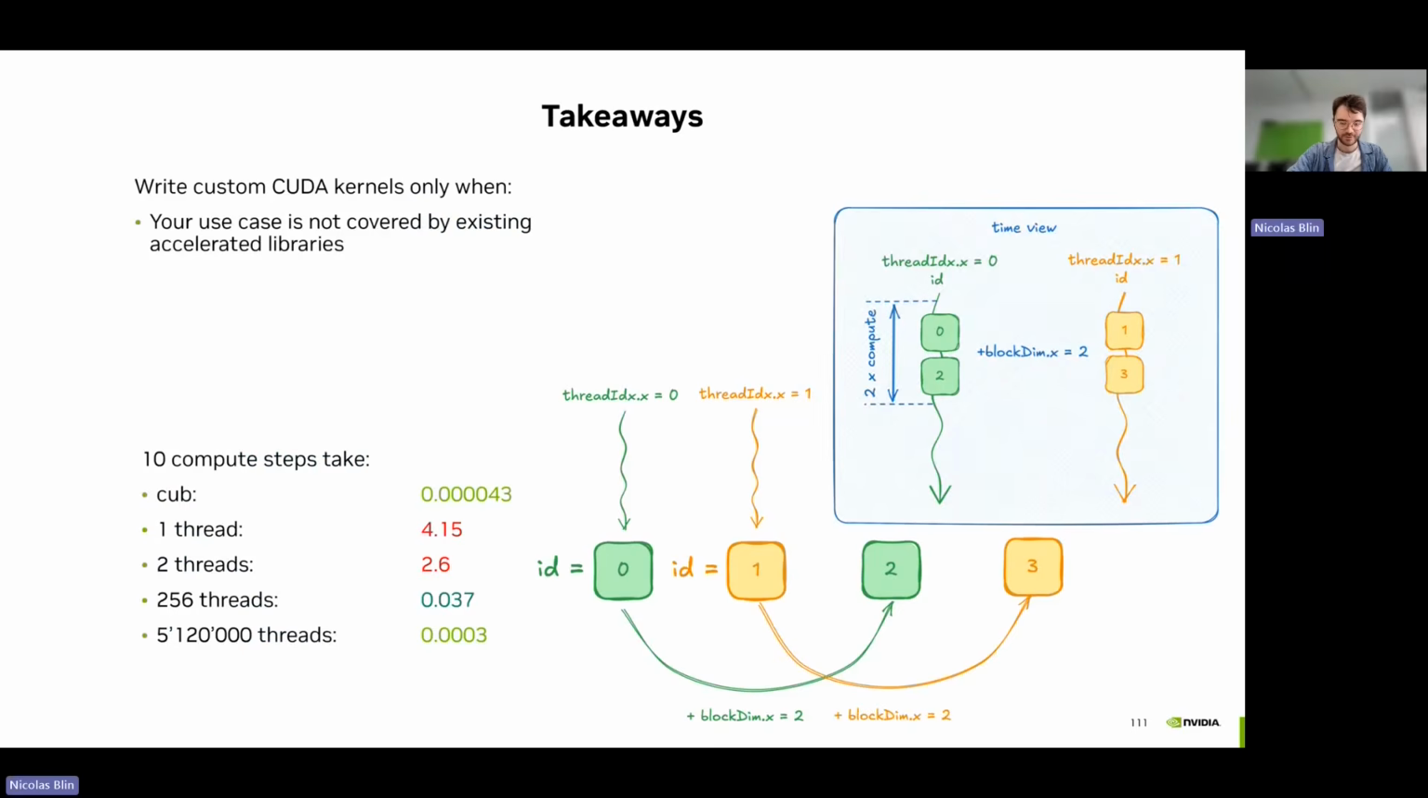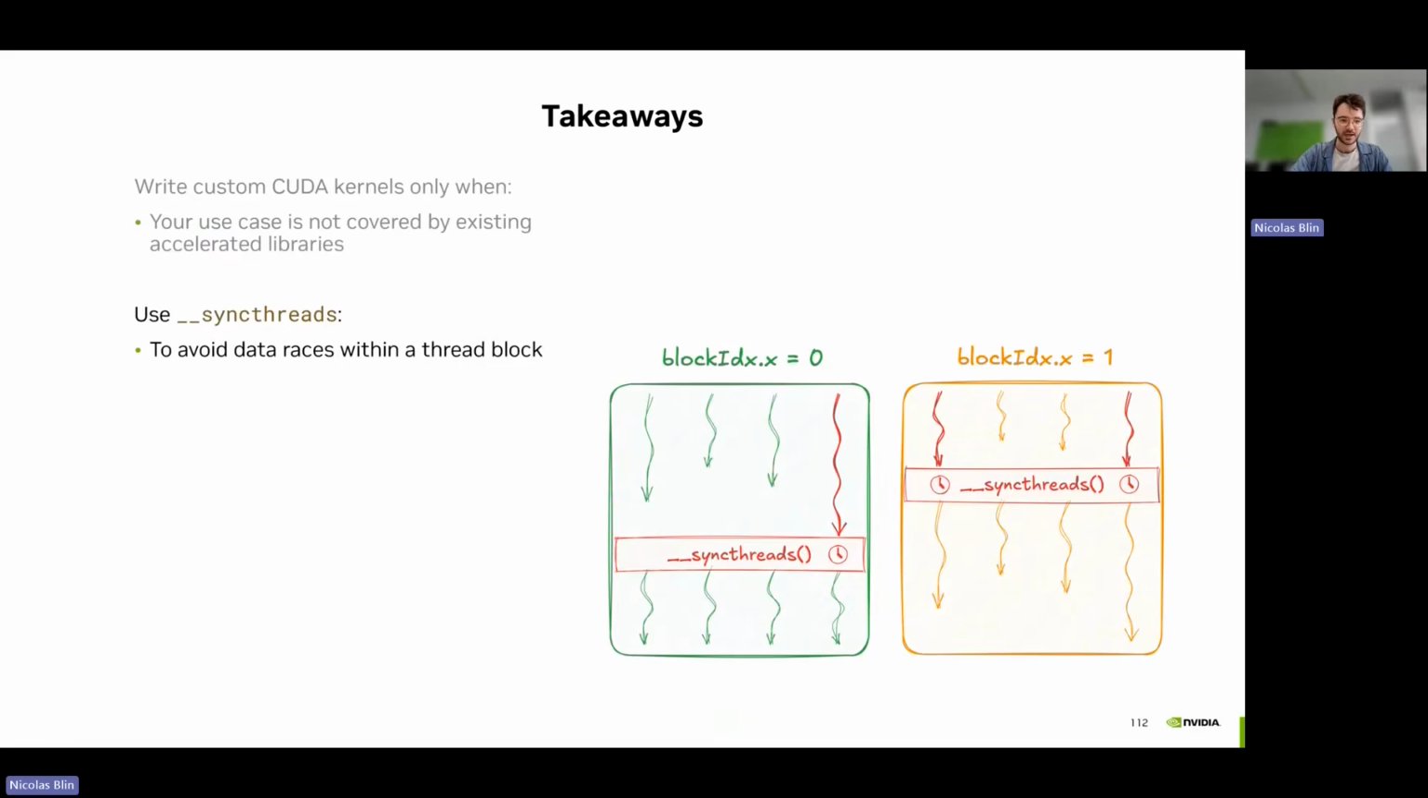So now let's recap all the things we have learned in this section. Sometimes we may want to write custom CUDA kernels because what we want to do is not covered by accelerated libraries like cuBLAS, cuFFT, or Thrust. When we do so, we need to be careful by using syncthreads when it makes sense to establish a barrier across threads, to make sure that all the threads are done modifying some data before doing another set of modifications to this data. And this is to avoid what we call data races.